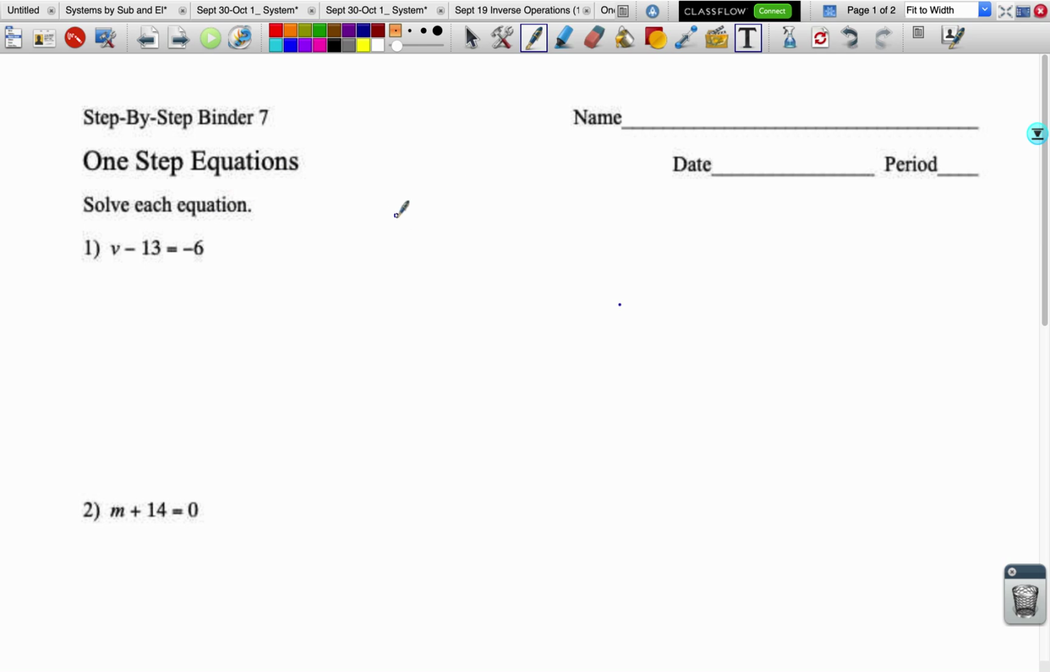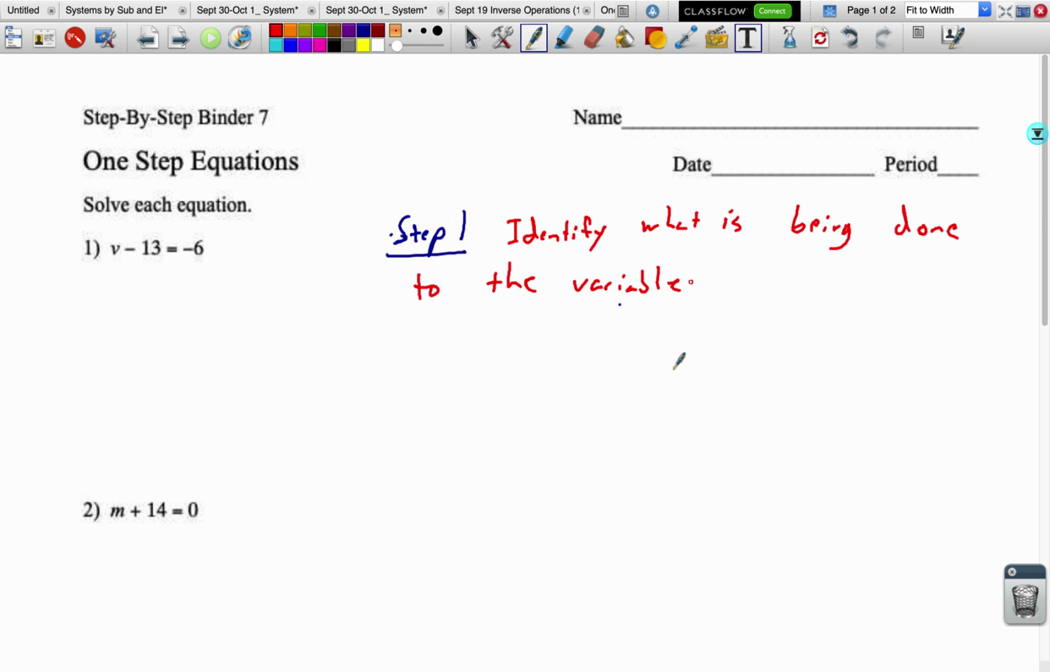Okay, so step 1 of solving any one-step equation. There's going to be multiple steps to solving a one-step equation, I know, a little ironic. Okay, so we need to identify what is being done to the variable. All right, so the variable could be on either side of the equal sign. I'm trying to figure out what is being done to it. In example number 1, it's being subtracted by 13.